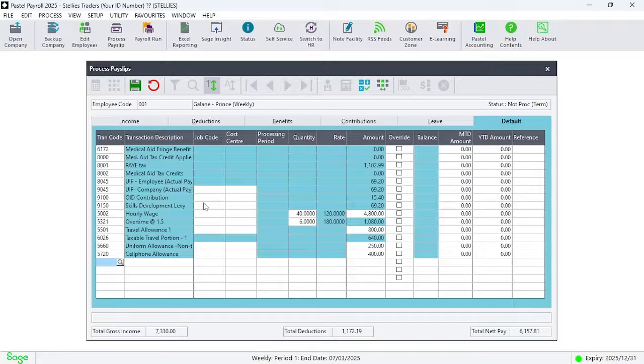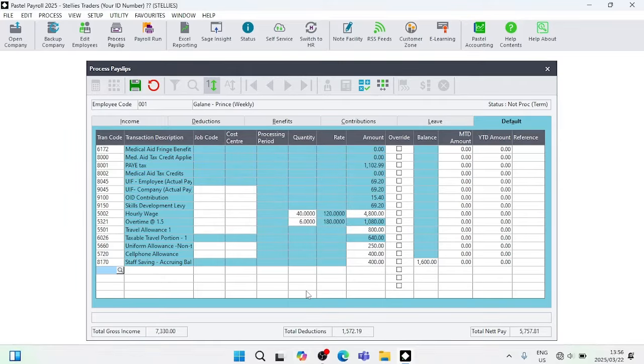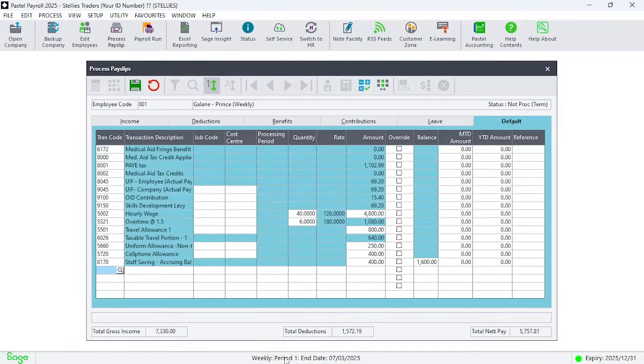So there are 1, 2, 3, 4, 5, 6 codes, and my income has been captured. We now move to the savings balance, which is 8170. And here we find that we have a monthly savings of 400 rands, and there was a balance of 1,600, which means that in the following week, the next period, which is the week ending on the 14th, period 2, you're going to find the balance will be 2,000. Look into it when we come to that.